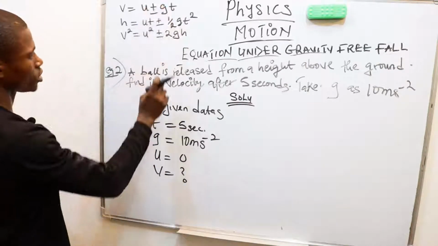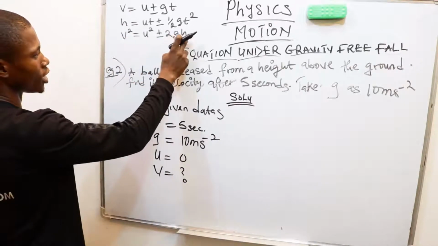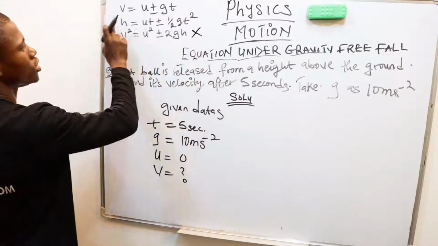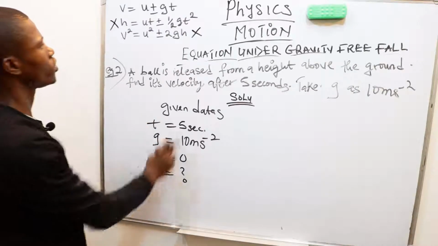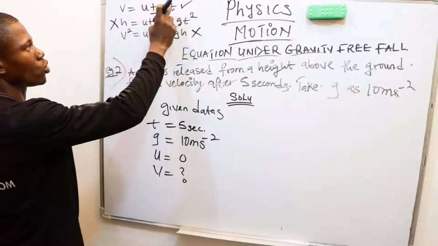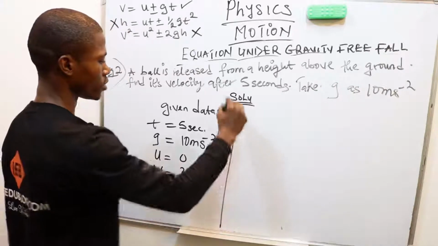Let's go to our formulas. Here we have V, U, 2, g, and h. We don't have h here, which means we can't use this. This one also has h, so we can't use this. There is no h for us to solve it. But here, this is our right formula to use. We have V, we have U, we have g, and we have t. So let's simply go ahead and substitute.